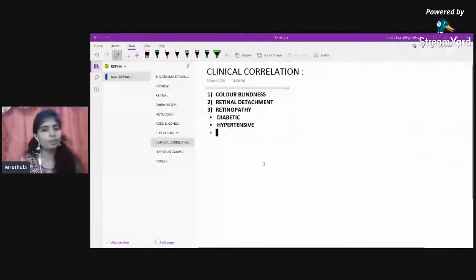Then retinopathy. What is retinopathy? Pathy means some disease of the retina. We saw the vessels are supplying the retina, right? So when there is diabetes or hypertension, or maybe in pregnancy we have some pregnancy-induced hypertension, these conditions cause injury or damage to the peripheral vessels. Retinal vessels are also peripheral vessels. So that can compromise the nutrient supply to the retina. So that's also another clinical condition, right?